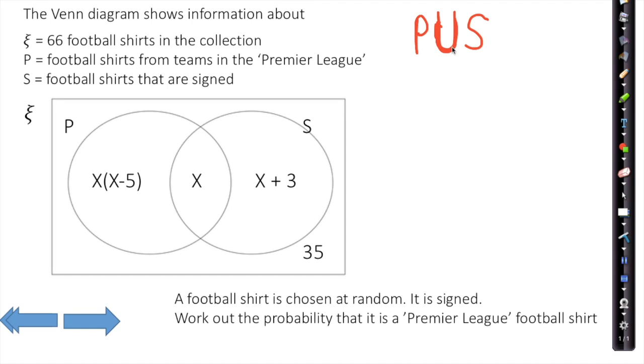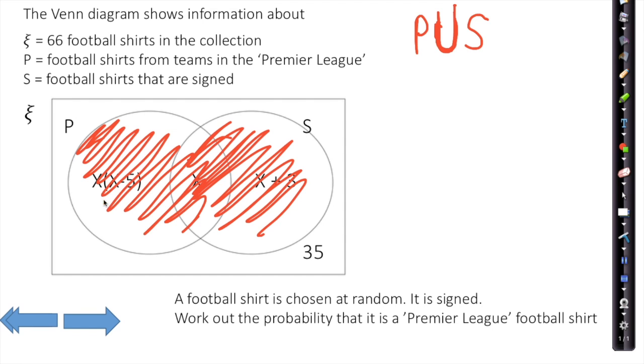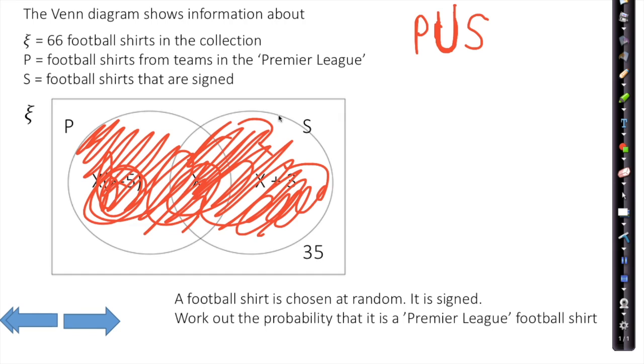So it's going to be that symbol there. And if it's in the union of P and S, then we're talking about everything that is in both circles, including the intersection. So it's all of this stuff here.